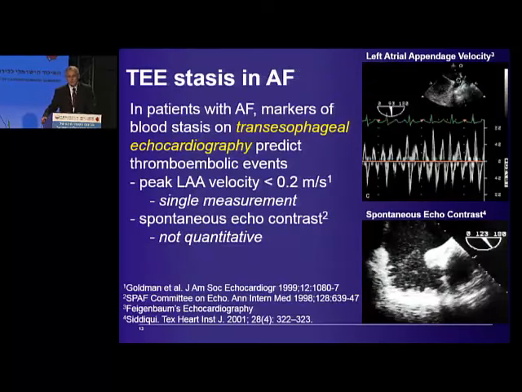In fact, there's a lot of data from transesophageal echocardiography that shows that stasis is an important predictor of thrombus formation and thromboembolic events. Using TEE, if you have a peak left atrial appendage flow velocity under 0.2 meters per second, that's a predictor of stroke. Now, of course, TEE is not a very good tool to screen populations, so we thought we would think about a new way to evaluate stasis in the atrium.